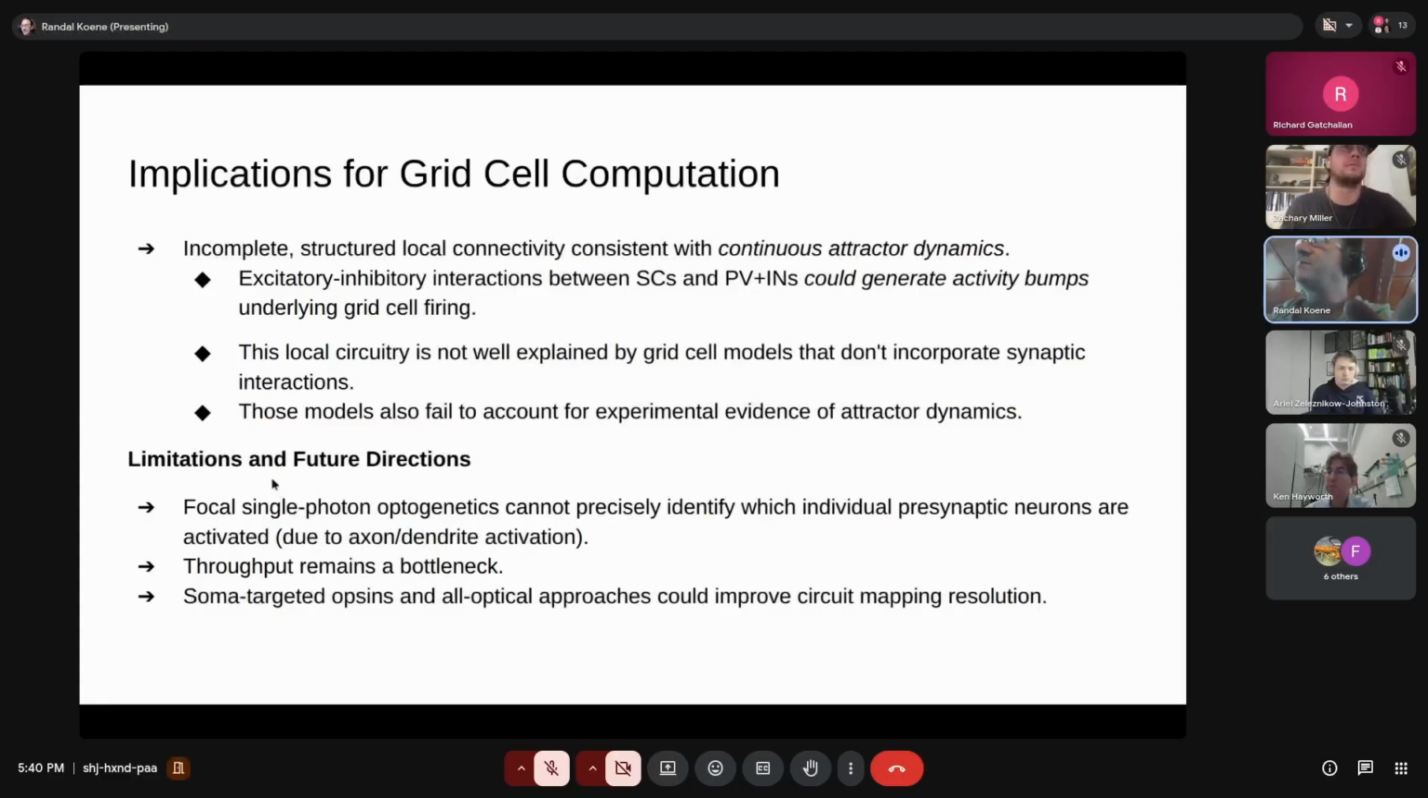Now, there are some limitations the authors already pointed out. Focal single photon optogenetics can't precisely identify which individual presynaptic neurons are activated due to axon and dendrite activation. And throughput still remains a bottleneck for the procedures that they demonstrated here. For that, the authors are calling for soma-targeted opsins and all-optical approaches, which they think could improve circuit mapping resolution. Now, that's the end of the presentation of the paper itself.